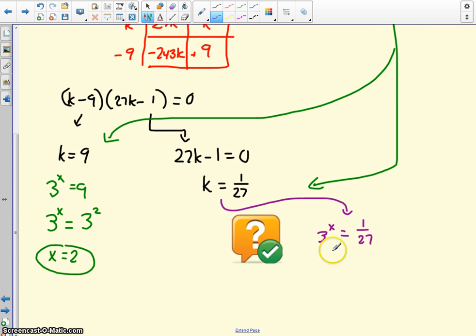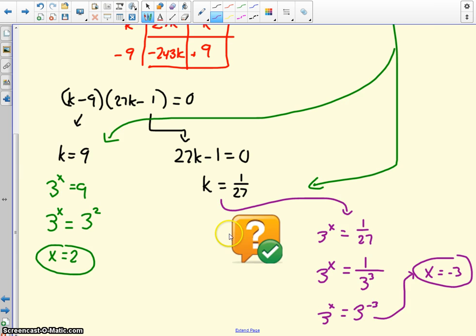And just like before, I need to express both sides under a single power with the same base. So 27 is 3 cubed. And since it's 1 over 3 cubed, it's the same thing as 3 to the negative 3. So that tells me now that I can equate the exponents: x equals negative 3.